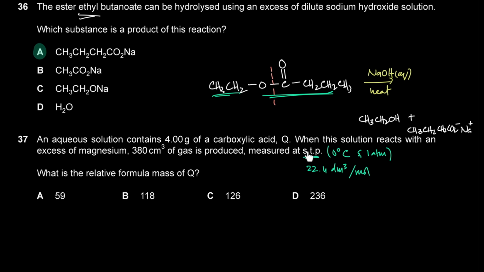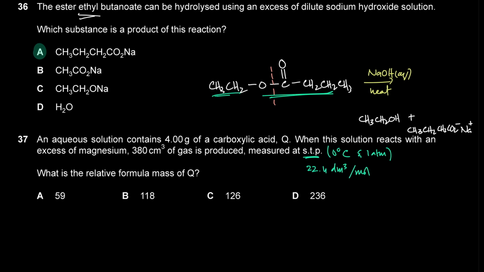Again, standard temperature and pressure is different from standard conditions. Standard conditions is RTP, room temperature and pressure, that's 25 degrees Celsius. STP is 0 degrees Celsius and 1 atmosphere. So this is the molar volume of a gas at standard temperature and pressure.